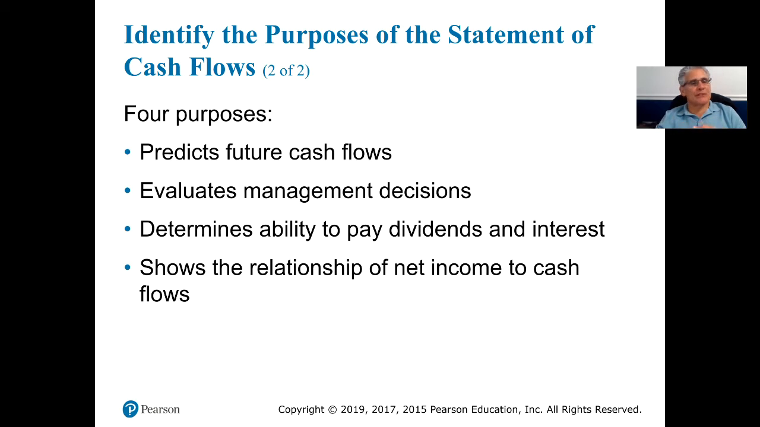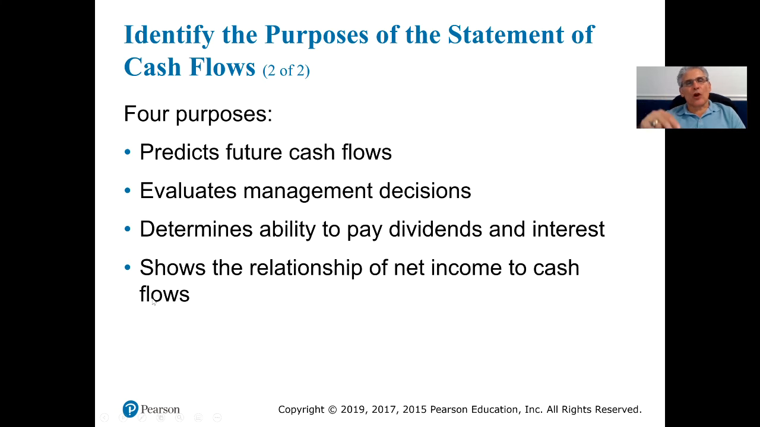There are 4 purposes for the statement of cash flows. It helps managers predict future cash flows, evaluates management's decisions in terms of the cash flows, determines ability to pay dividends and interest, and it also shows the relationship of net income to cash flows.